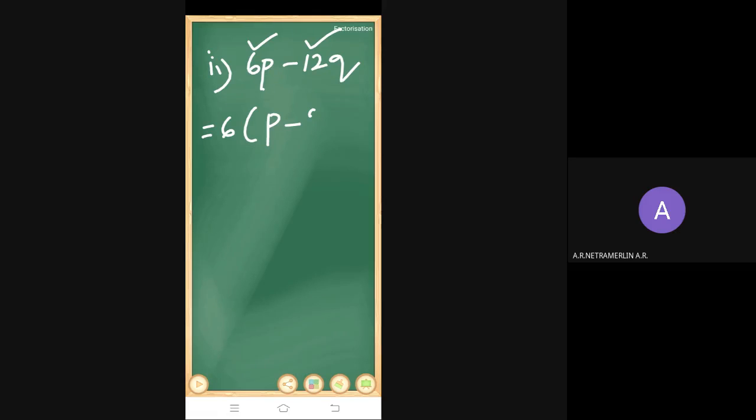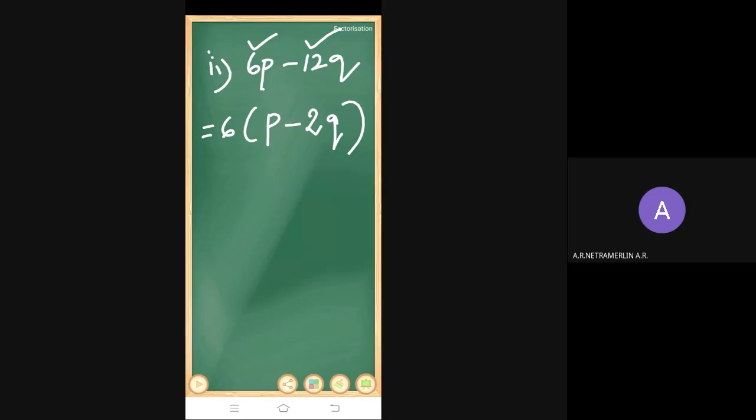Okay, children. Now you see second subdivision, 6p minus 12q. Here 6 and 12 will come in the sixth table. So I'll take 6 commonly out. Here p will be left out. Center minus symbol. 12, how many times? 2 times. And q is also left out. So the answer is 6 into p minus 2q.